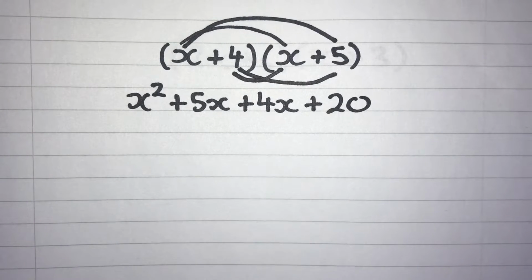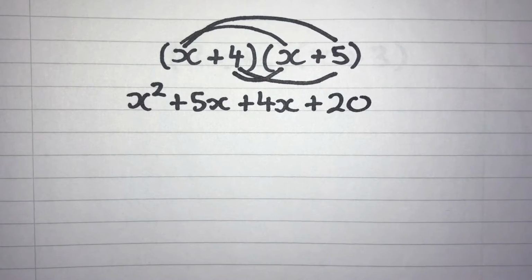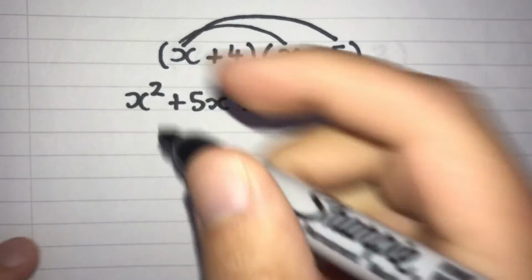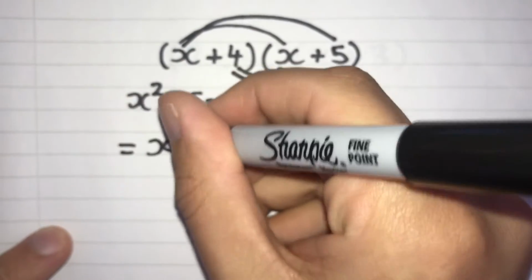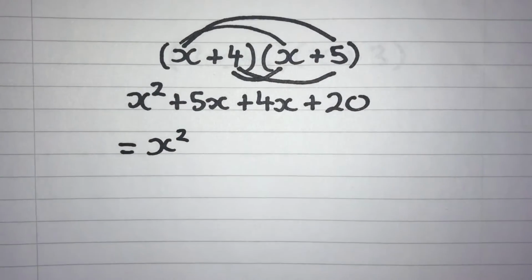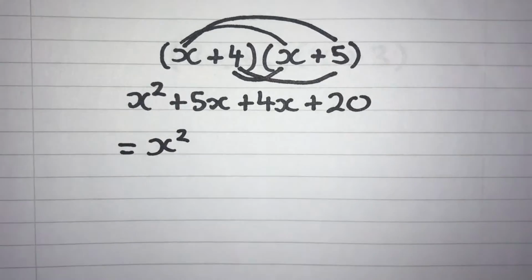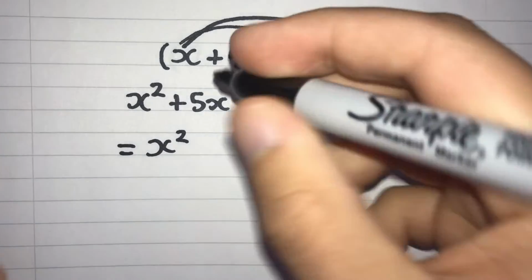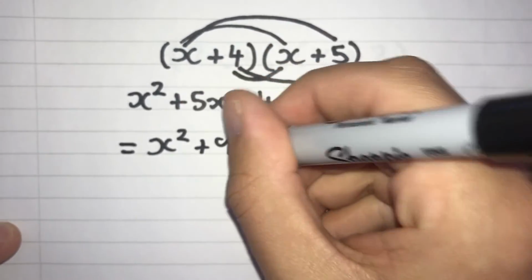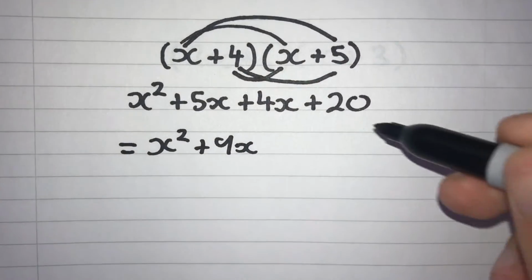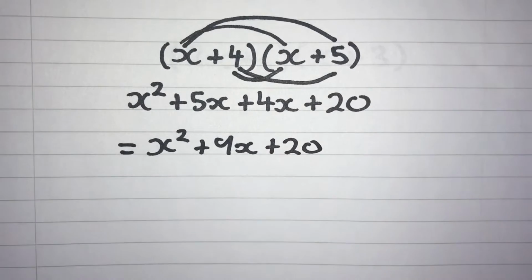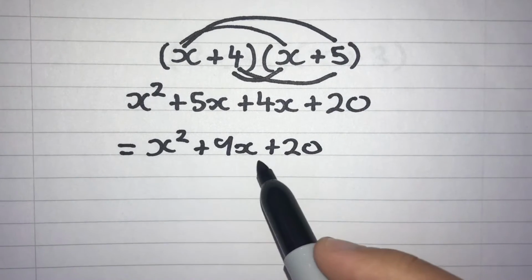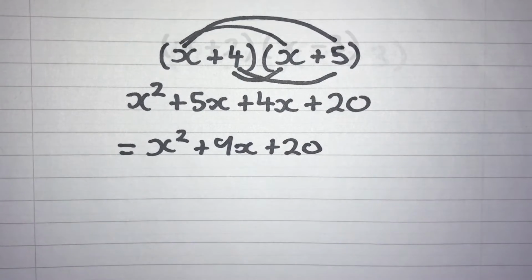But this isn't our final answer yet because we can still collect like terms. So let's look at our like terms. So far we've just got an x squared. We've got no other x squareds, so we leave that as it is. Now we've got our x's, we've got a 5x and a 4x. We add those two together and it gives us 9x. And then finally we have a plus 20, which we can leave on the end. So our final answer will be x squared plus 9x plus 20.